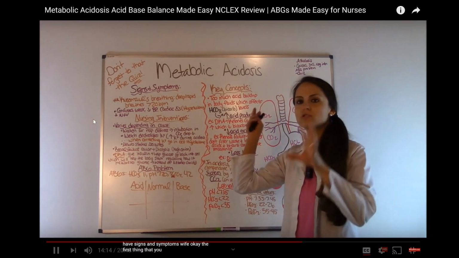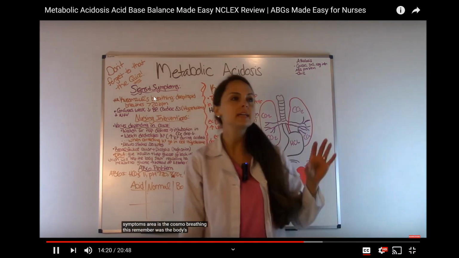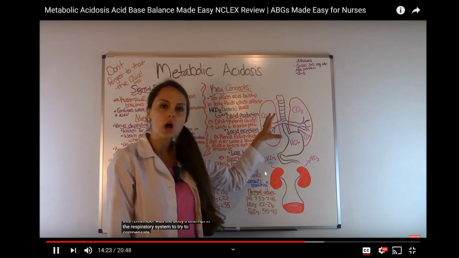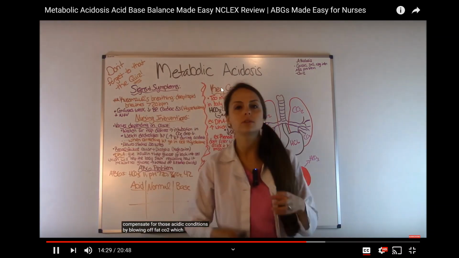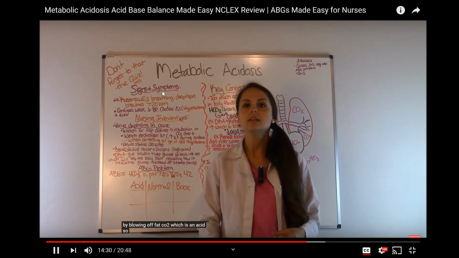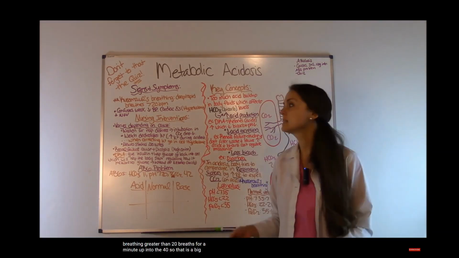Okay, the first thing that you just want to remember out of this whole signs and symptoms area is the Kussmaul breathing. This, remember, was the body's attempt in the respiratory system to compensate for those acidic conditions by blowing off that CO2, which is an acid. So they're going to have deep and rapid breathing, greater than 20 breaths per minute, up into the 40. So that is a big sign, especially in diabetic ketoacidosis.